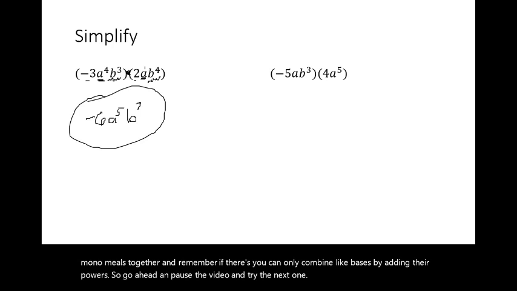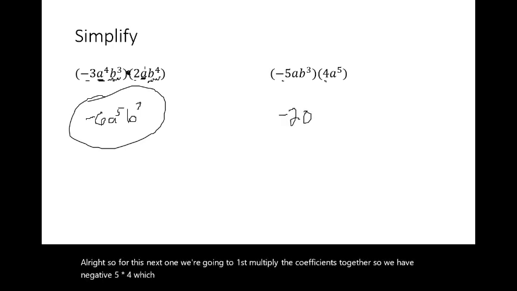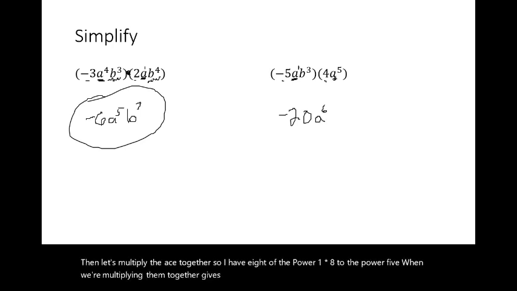All right, so for this next one, we're going to first multiply the coefficients together. So we have negative 5 times 4, which is negative 20. Then let's multiply the a's together. So I have a to the power 1 times a to the power 5. When we're multiplying them together, that gives us a to the power 6.